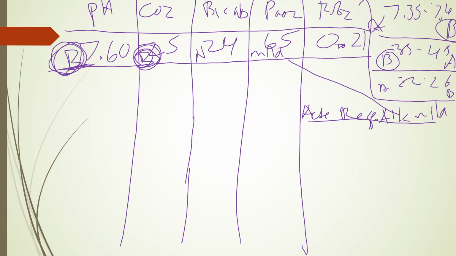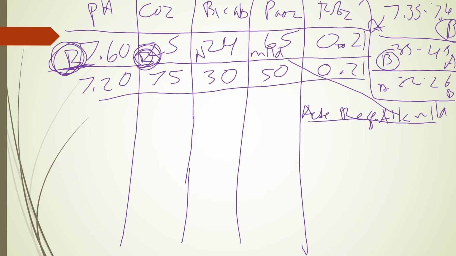Let's do another one. Let's do a pH of 7.20, okay? And then CO2 of 75. Oh, this isn't looking good. A bicarb of 30. PaO2 of 50, and let's just do room air again. Let's just do the mild, moderate, severe category again, right? Okay, so remember, what's the first thing we do, right? Well, let's just go through and label it.